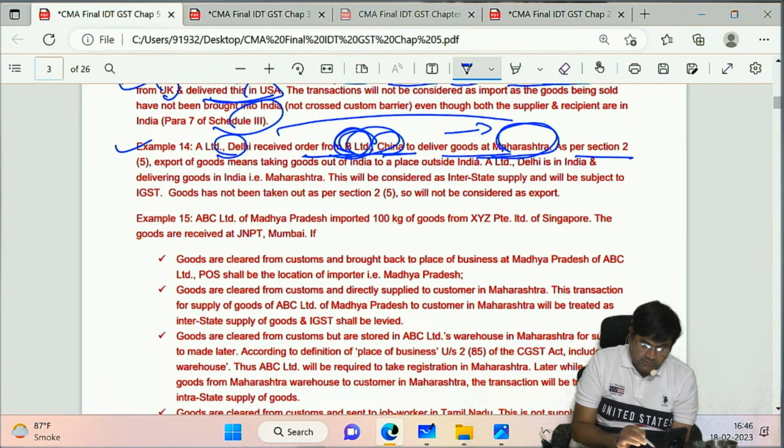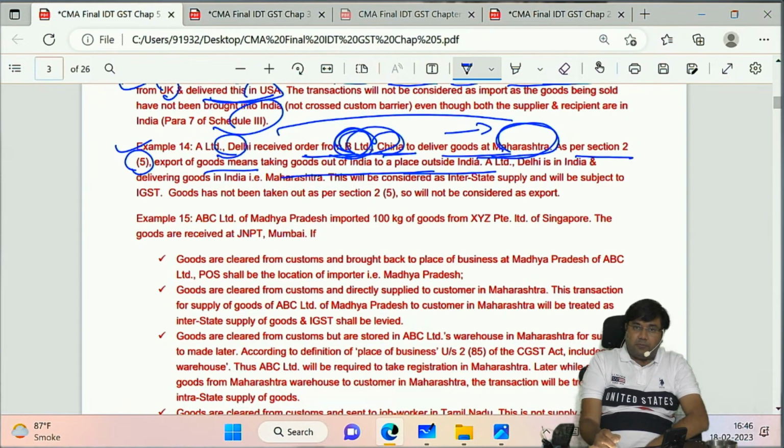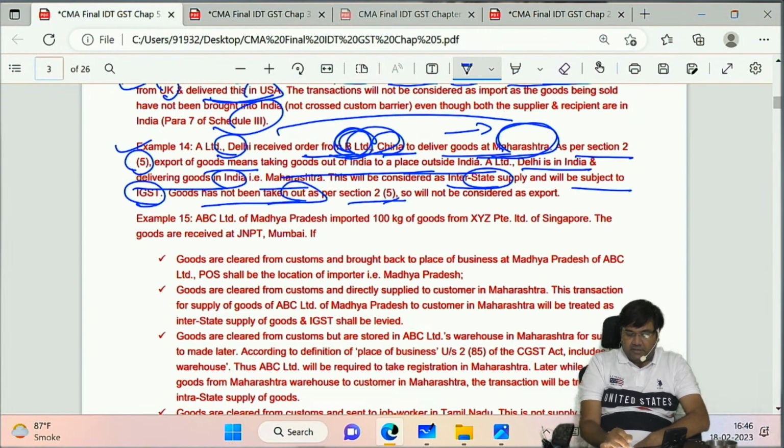So as per Section 2 clause 5 of the IGST Act, export of goods means taking goods out of India to a place outside India, but goods are not physically moving outside India. So it is not export of goods. Delhi is in India and is delivering goods in India, which is Maharashtra. This will be considered as interstate supply and will be subject to IGST. Goods have not been taken out as per Section 2 clause 5, so it will not be considered as export.